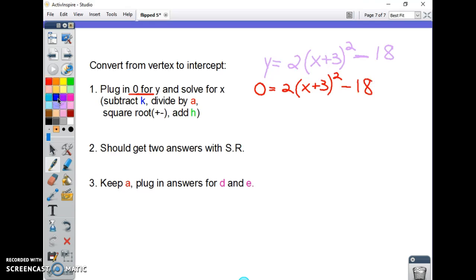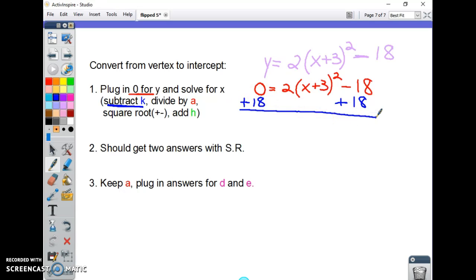I'll underline in blue here. Okay, first we subtract our k value. Our k value is negative 18, so subtracting a negative 18 is like adding. Really when you think subtract k, you might be thinking adding k to it. Whatever it is, get rid of k first.